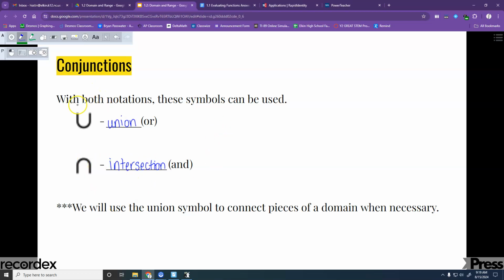So today we are going to use this union symbol the most. The "and" symbol is not going to show up as much today. We'll see it a little bit later. So the union is what we're going to use. All right, that's the symbols there.